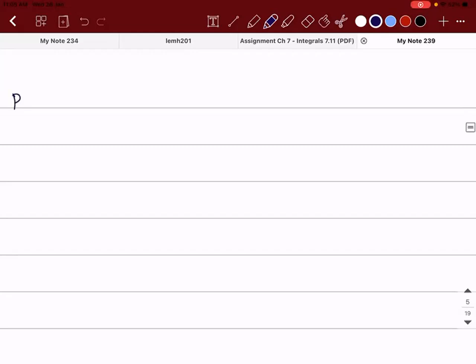So moving on to the next property, that is P4, it is going to be integral of 0 to a f of x dx is equal to integral of 0 to a f of a minus x dx.